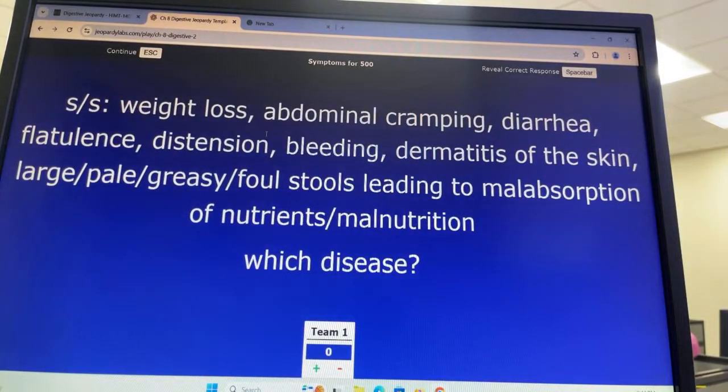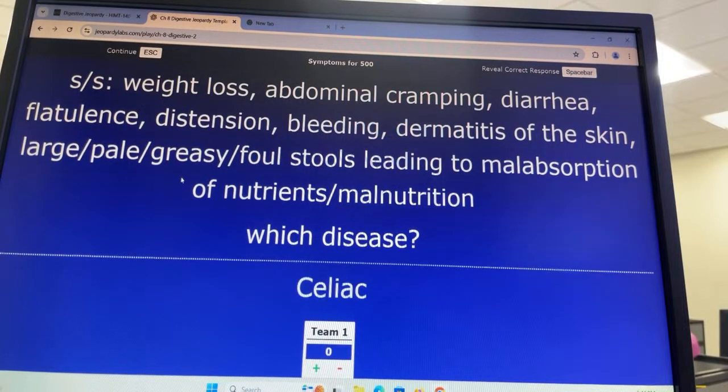All right, literally I just copied and pasted the symptoms to see if you guys figure it out. Wow, that was quick. I haven't even read it yet. Yep, okay. Nice job. The dermatitis here should be the one that gives it away. So good job.